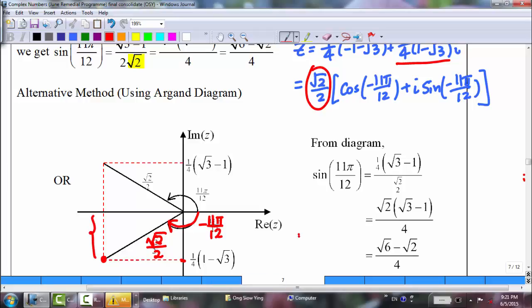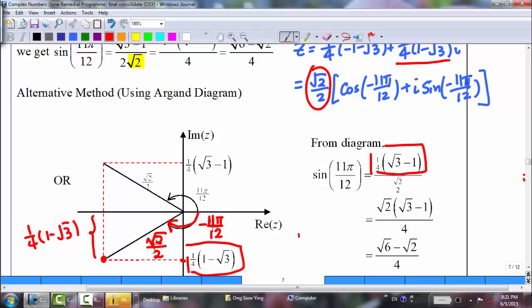So basically it's just your y, which is this one, this is your y, right? This is what you have here, your y, divided by the modulus, which is root 2 over 2, because this one is just 1 quarter 1 minus root 3, okay? So y over this length.